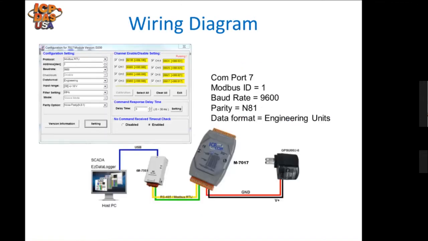For the wiring diagram of this setup, we will be connecting our USB cable to our TM7561, which is a USB to RS485 converter. It is recognized as COM port 7 on my PC, but it may be different on your PC. Then you connect the 2-wire RS-485 to the data plus and data minus of the M7017. And finally, you connect your power supply to power the M7017 module.